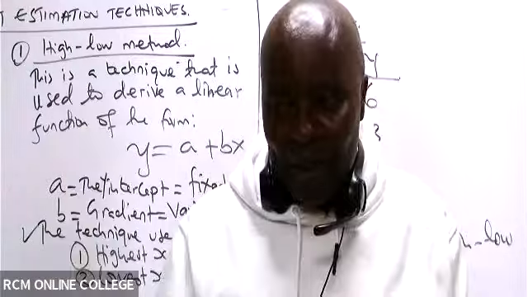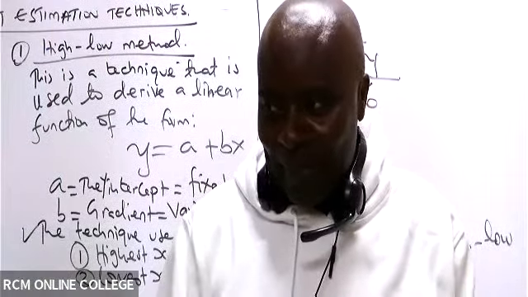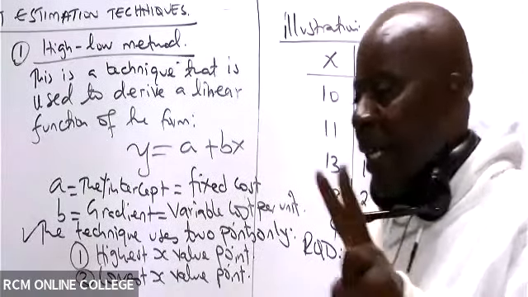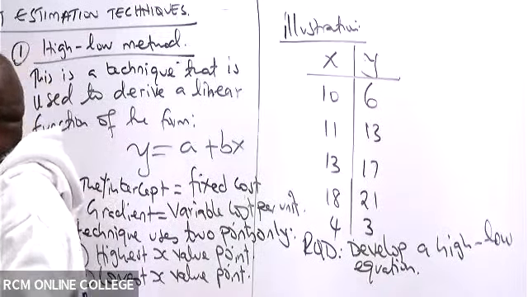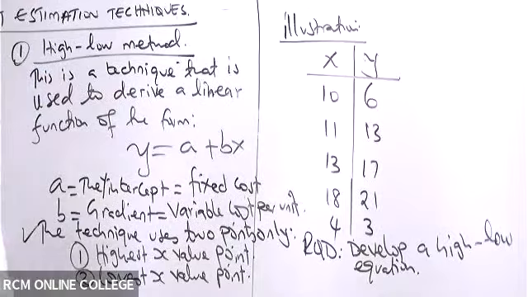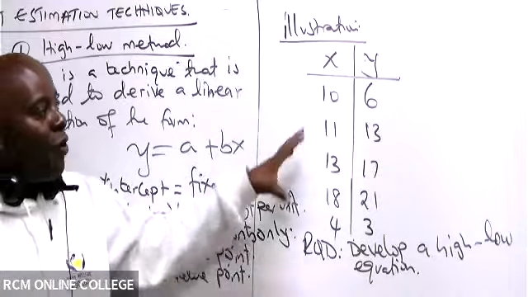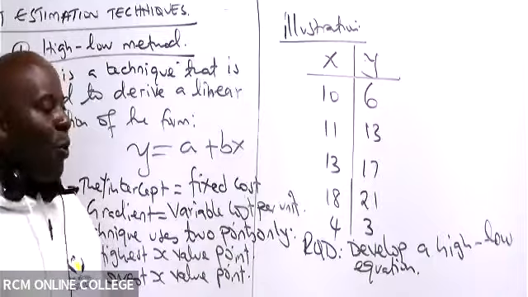How many points? Do I need 3 points? Do I need 4 points? 1 point, 2 points? How many? 2 points. A linear function is well defined by only 2 points, which in this case we have said are the highest x value and the lowest x value. So if you are told to develop a high-low equation from this kind of data, select those 2 points alone. So the 2 points are here.